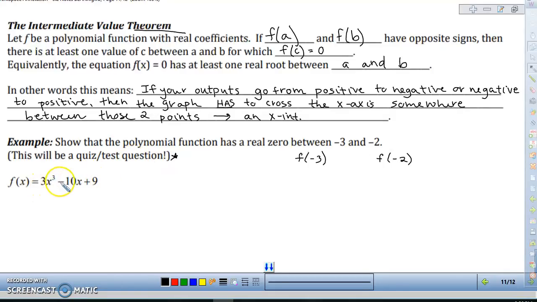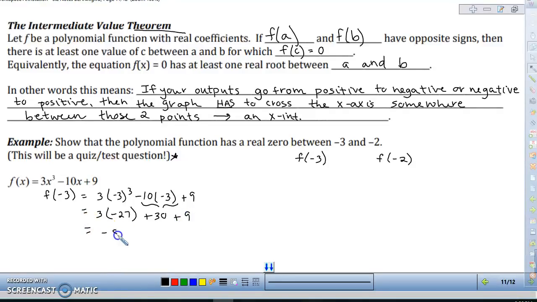So in order to do this, the kind of work we're looking for, I'm going to start by plugging in -3 every single time we see an x. So -3 cubed minus 10 times -3 plus 9. And we're going to go ahead and follow our order of operations here. That is -27. We can go ahead and do -10 times -3, positive 30. Plus 9. 3 times -27 is -81. When I add 30, I get -51. Plus 9 puts me at -42. So I would say that f of -3 is -42.